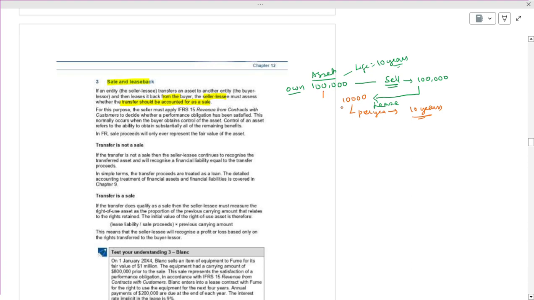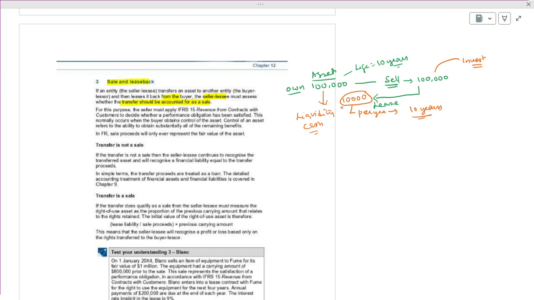What happens? You are converting the asset into liquidity. You will get cash of 100,000. You will invest the 100,000 in another asset, but you will pay lease payments of 10,000 every year. This is what business people will do. You will create liquidity in your hands. Understand? You create liquidity in your hand.